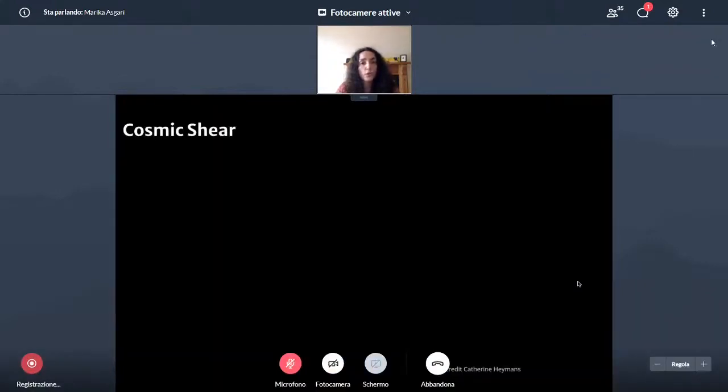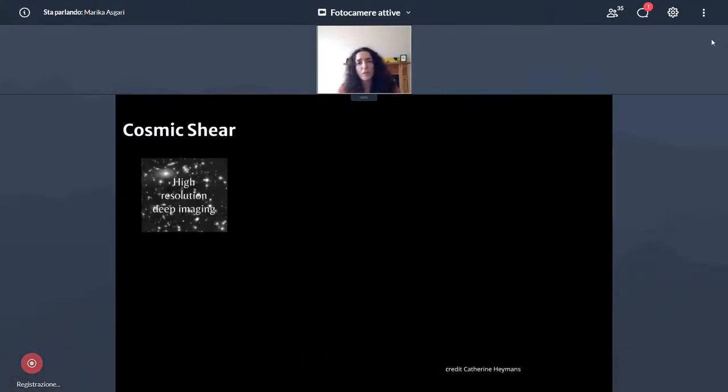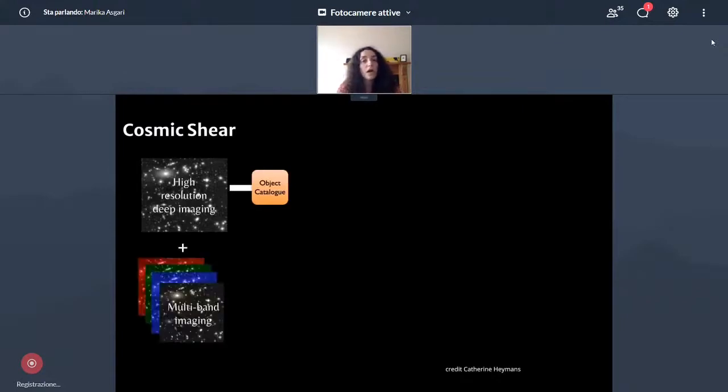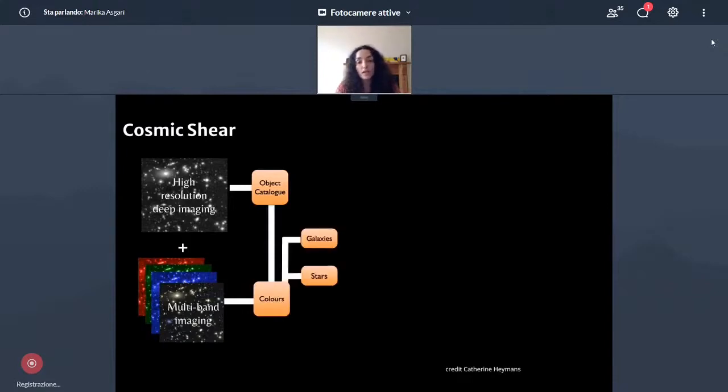Now, what I showed you was the theory behind the cosmic shear signal, but in practice, there's much more to it. First of all, the signal we get from a pair of galaxies is very, very small. So we can only hope to measure something if we combine millions and millions of observations of galaxies. For that, we need high resolution and deep images. Then we can separate the objects in the images into an object catalog. At the same time, we make observations in multiple photometric bands to get the colors of these objects. And then using the colors, we can divide the objects into galaxies and stars.